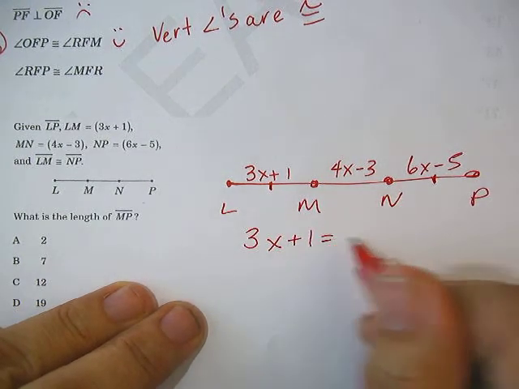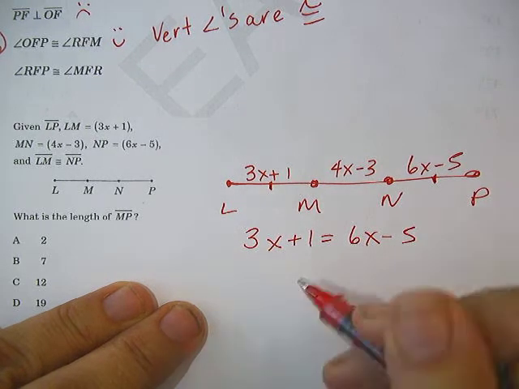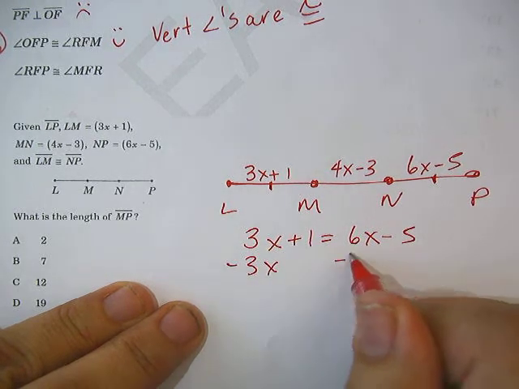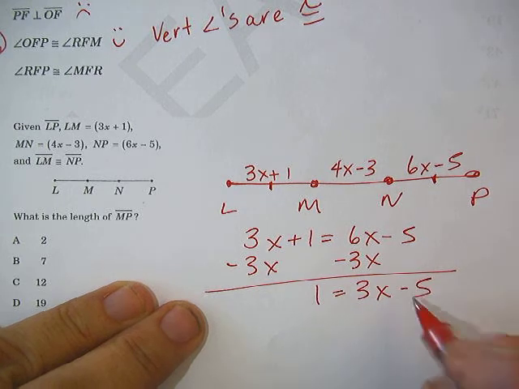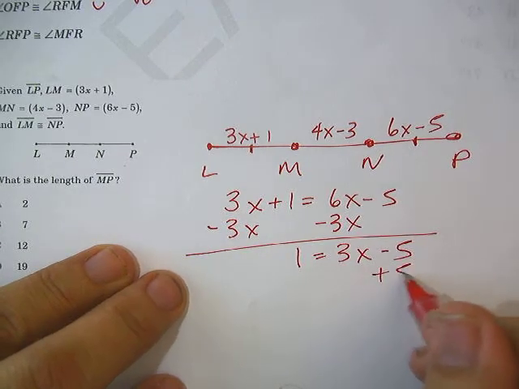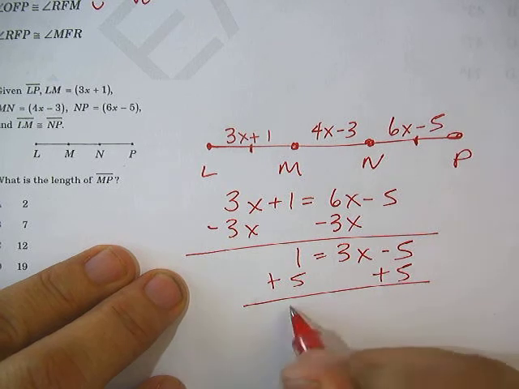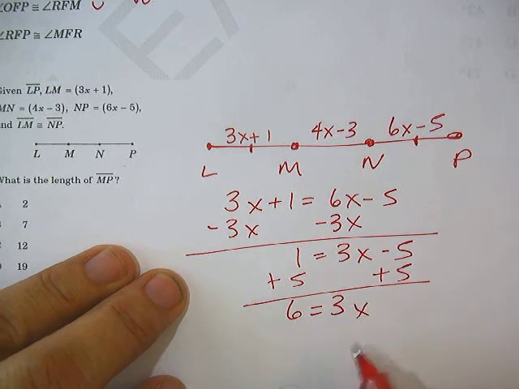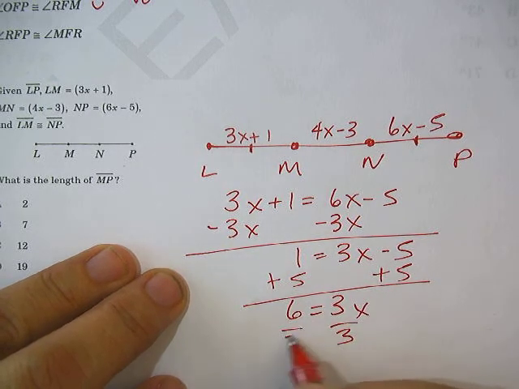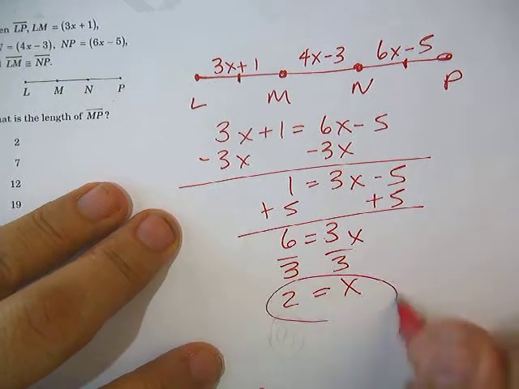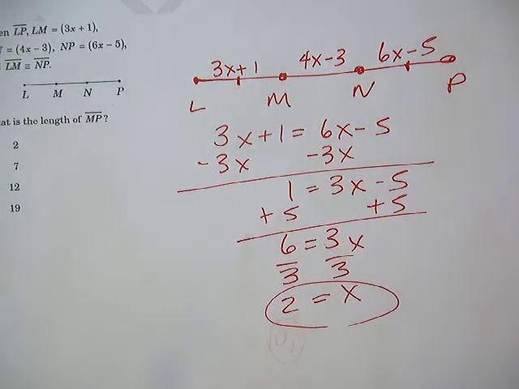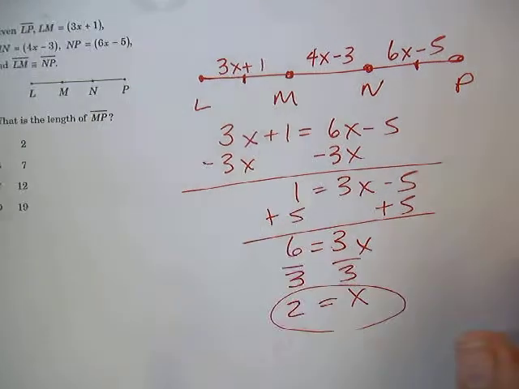3x plus 1 equals 6x minus 5. Subtract 3x, because I have fewer x's on that side. 1 equals 3x minus 5. I can add 5 to both sides. 6 equals 3x. Divide by 3, divide by 3, because that was multiplied by 3. So x is 2. All right? Is that my answer? It's tempting. There it is, there's a 2.